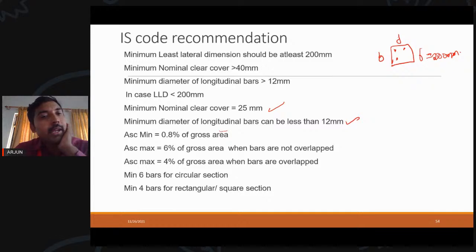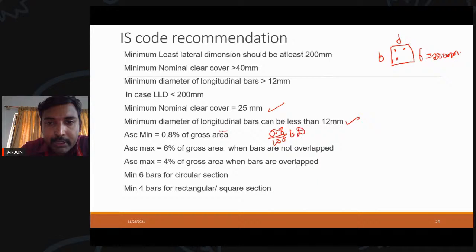Okay, and the minimum amount of compression reinforcement to be provided in columns is 0.8 percent of gross area, that is 0.8 by 100 into B into D. So this is the total minimum amount of compression reinforcement to be provided in columns. A maximum of 6% of gross area is allowed when the bars are not overlapped.